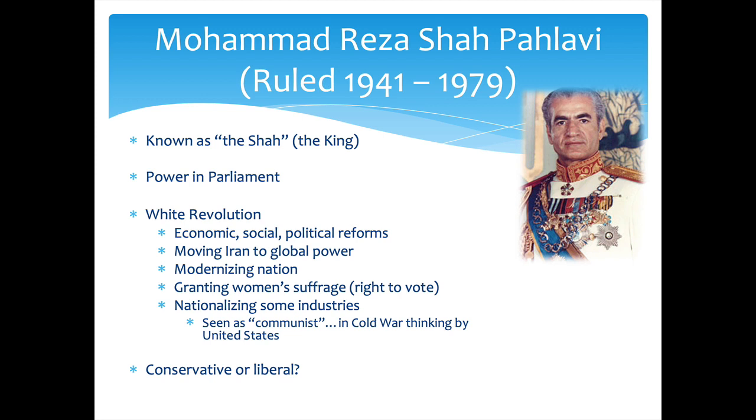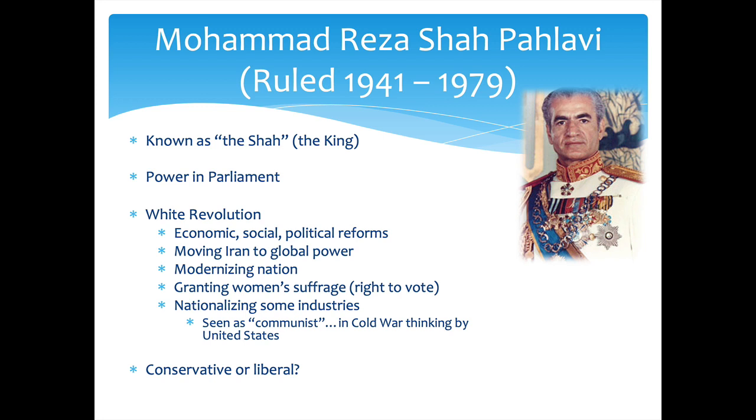So he was also empowered during what was called the White Revolution, which was a time of economic, social, political reforms, trying to move Iran to be more of a global power, not just a regional area. So working on modernizing the nation, granting women's suffrage, which is the right to vote, and nationalizing some industries. And specifically, the one that got everyone's attention was the idea of nationalizing the oil industry.